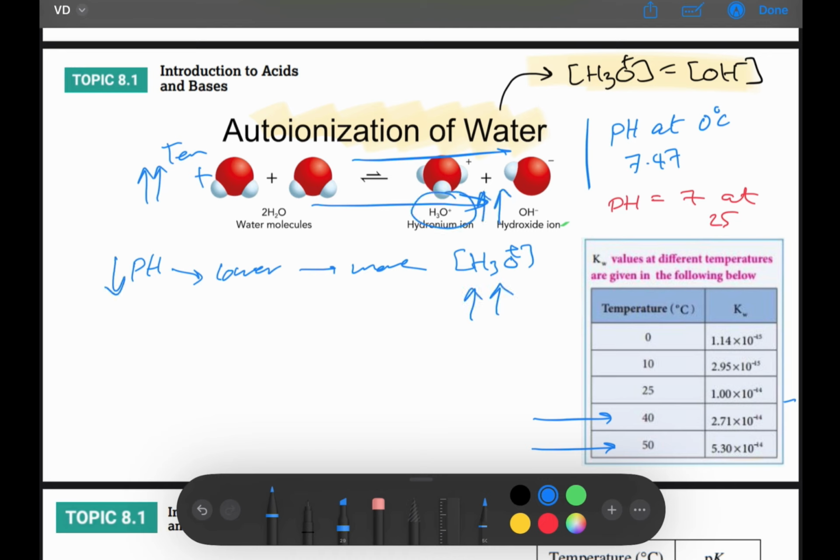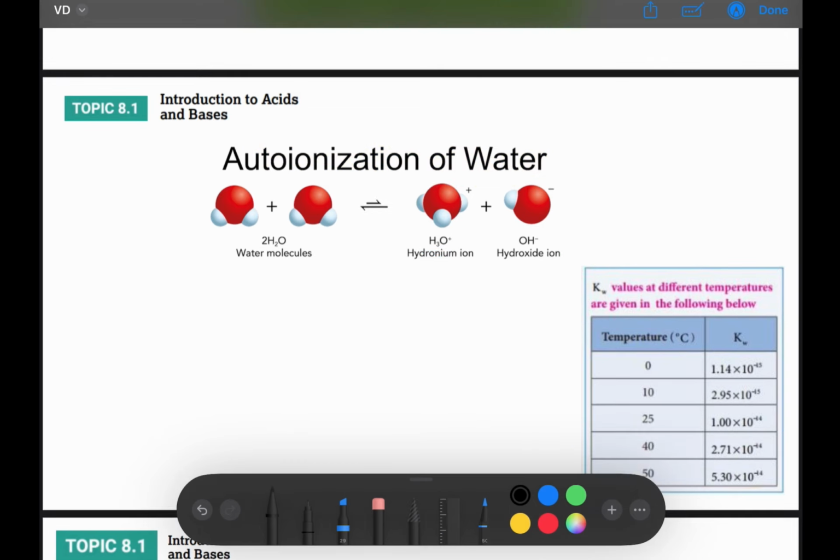In your opinion, what do you conclude the pH for water at 40 degrees Celsius and 50 will be, higher or lower? We have another concept that is really good for you.